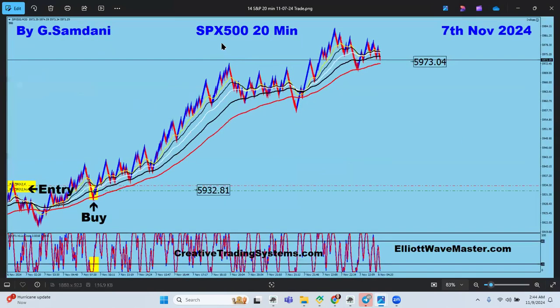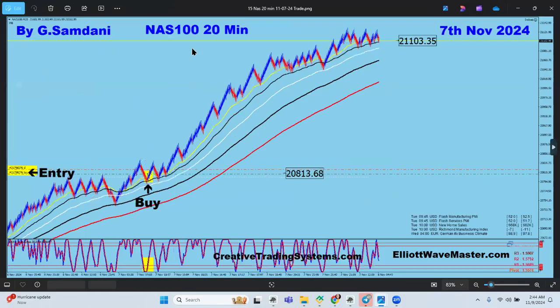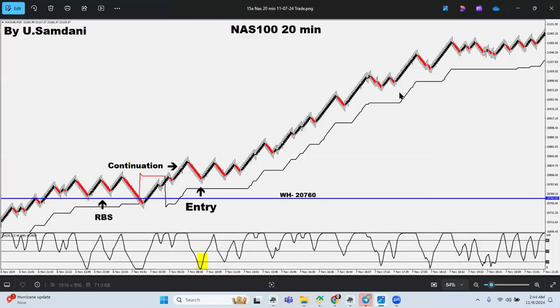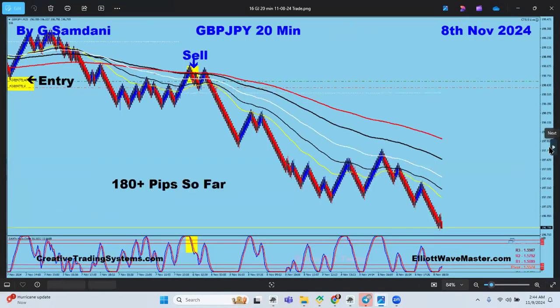And then this one is S&P 500 on the 7th, from 5932 to 5973. This is NASDAQ from 208.13 to 211.03 on the 7th. This is just a chart that I'm working on, trying to make a new strategy. It looks easy and simple, but I don't know.